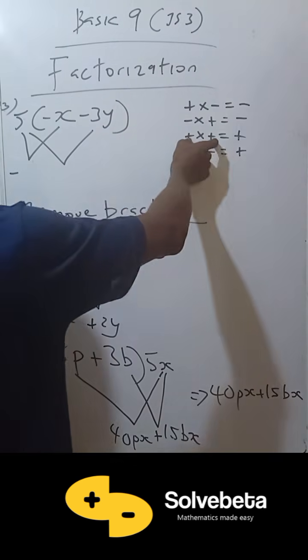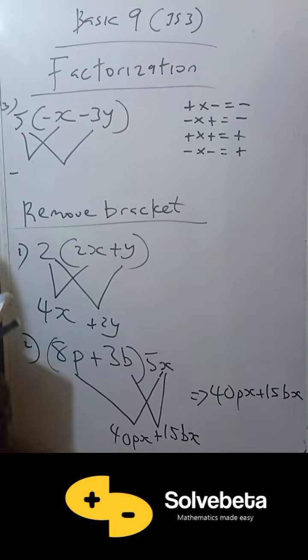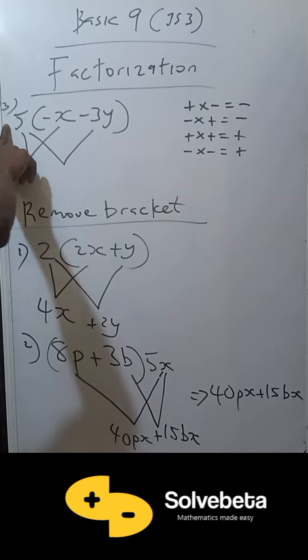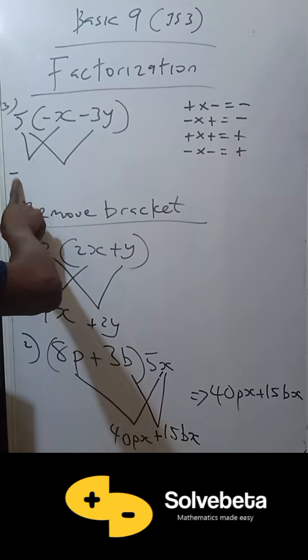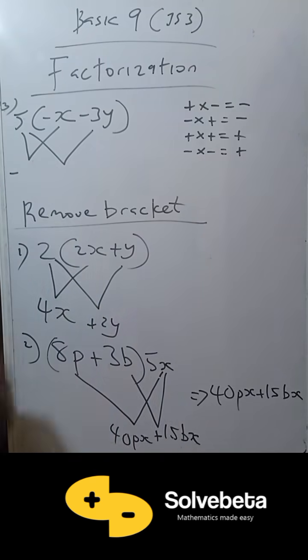Different signs, you get a negative. The same sign, you get a positive. The same sign, you get a what? Positive. So negative times positive gives you what? Negative. 5 times x will give you what? 5x.